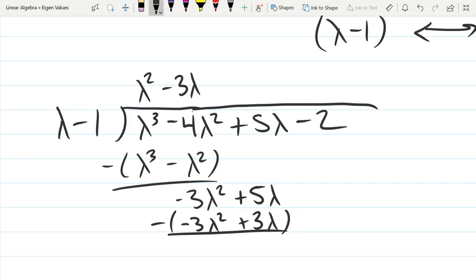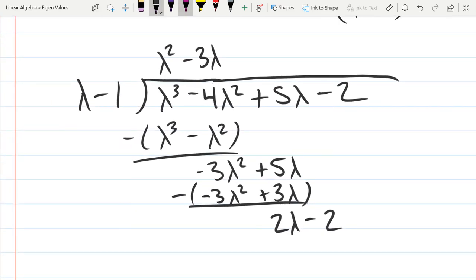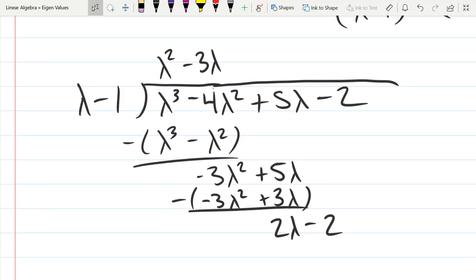So I have 5 lambda minus 3 lambda, which is 2 lambda minus 2. Each time you should be getting a 0 right here where I just wrote with purple. That was the whole point; we should be zeroing those out. I usually don't bother writing the 0 right there, so we should be getting that to cancel. All right, last up: what do I multiply by to get 2 lambda? 2, so it'll be a plus 2.